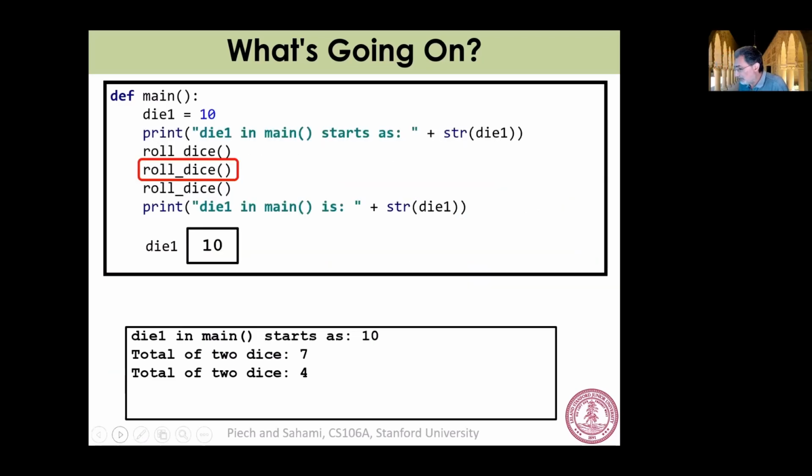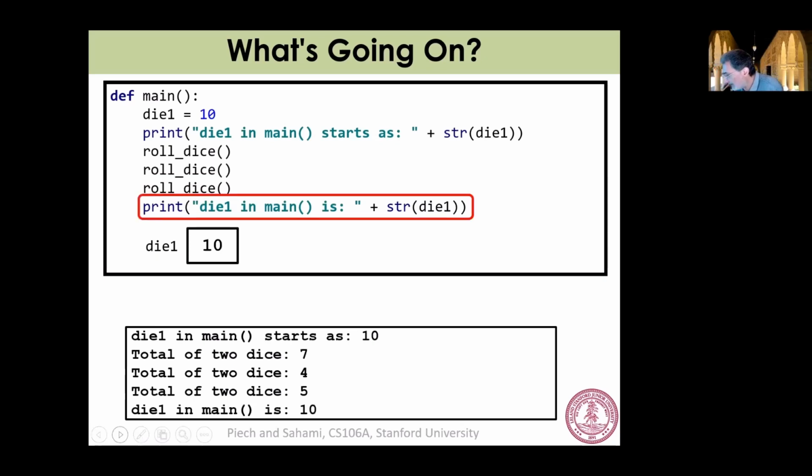That was the second call to roll dice, and you can see inside main, die1 is like, yeah, I'm still 10. Someone told me there was supposed to be some action going on. I'm just hanging out here. And so we call roll dice a third time, and I will spare you all the details of going through it again, but let's just say it prints out on the screen the total of the 2 dice is 5, and die1 is completely unaffected by that. And so at the end of the program, in our last line, we write out die1 in main is, and then the result, which is just 10, because it's been unchanged even after all the calls to roll dice.